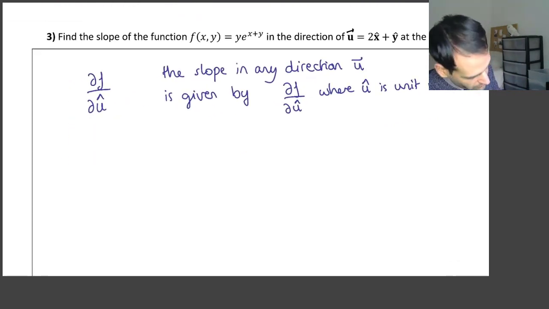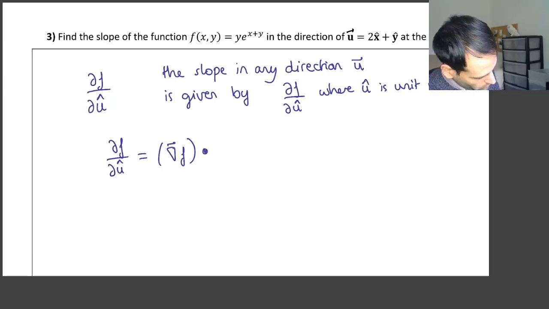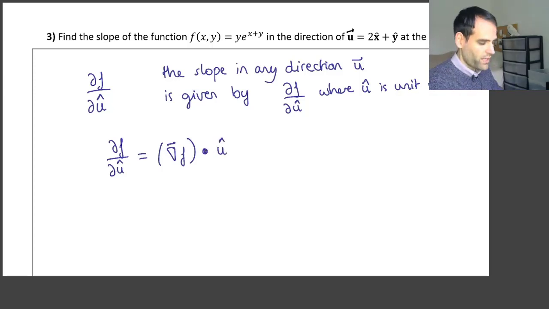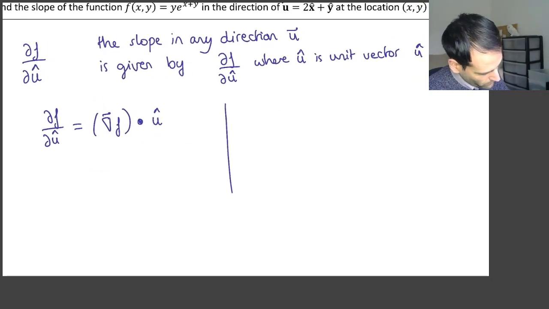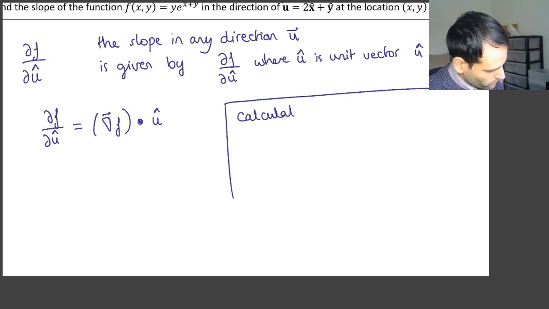Now, this directional derivative, as you remember, can be defined as the gradient of f dot product with u hat. So that's what we need to calculate now. Okay? So we need to calculate the gradient of f and we need to calculate u hat. So let's do both things. So calculate the gradient.